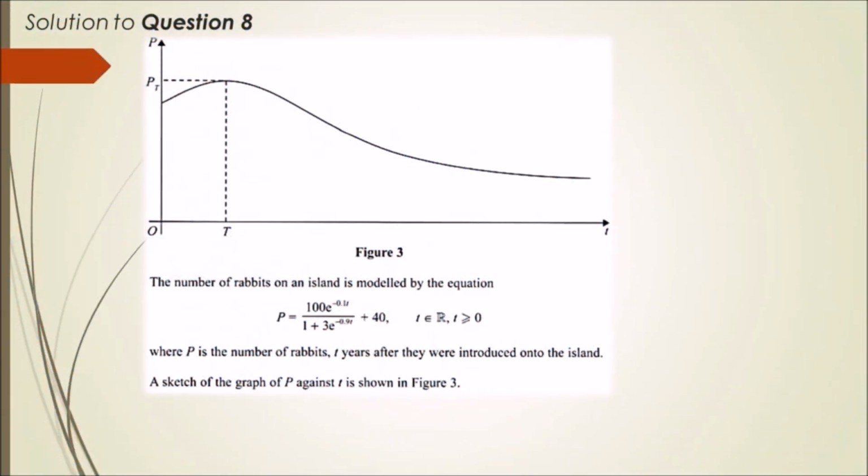Okay, so what does the question tell us? Over here we're given a nice figure 3, which is showing a curve with 2 points, point T, PT, which seems to be the turning point. So probably the highest point on the graph too.